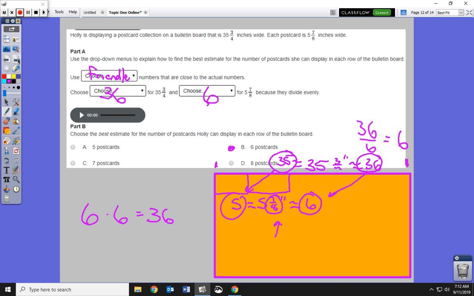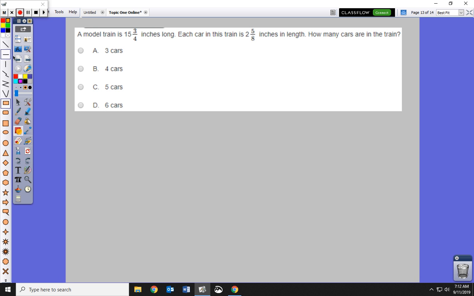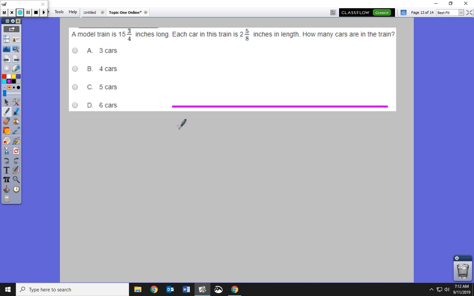All right. Next question. It's the last question. A model train is 15 3/4 inches long. Each car in the train is 2 5/8 inches in length. How many cars are in the train? I'm going to use a line, actually. So here's my train. I'm going to make a straight line. There's my train. All together, from here to here, is 15 3/4 inches long. Now, I have a bunch of little cars that are 2 5/8, 2 5/8, 2 5/8, 2 5/8. So I'm just seeing how many times 2 5/8 will go into this.